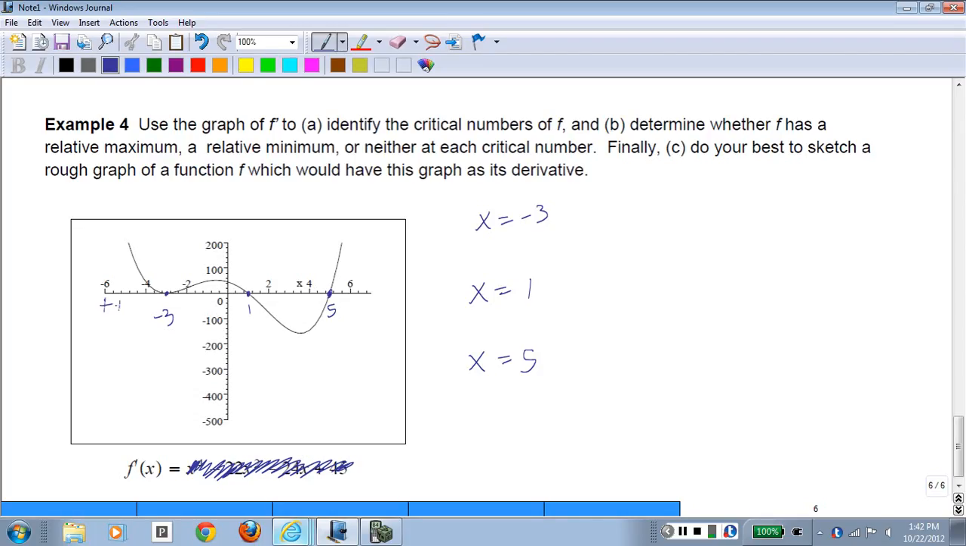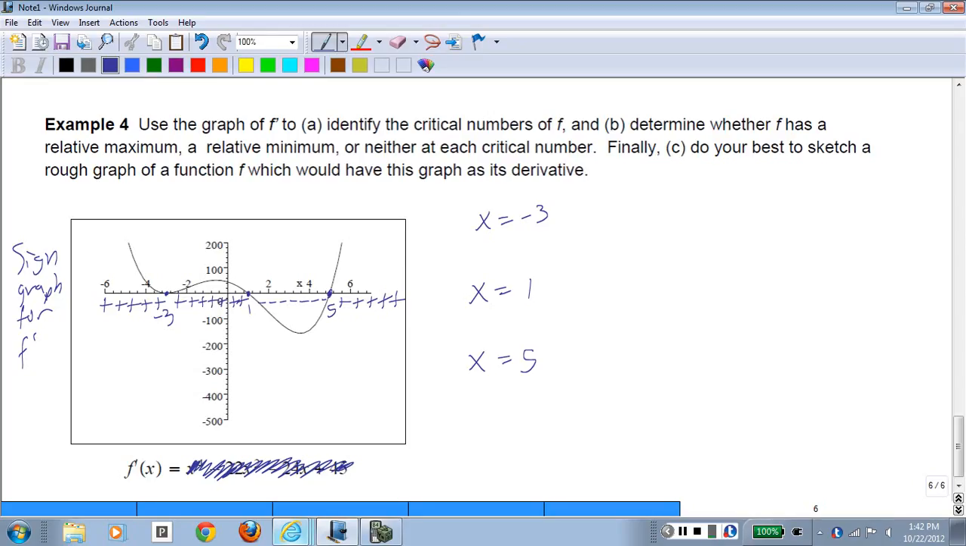Pluses here, right? If it's a sign graph for f prime, I want to write pluses where the graph is above the x-axis, because this is f prime. Pluses where the graph that we see is above the x-axis, minuses where it's below the x-axis. So pluses, but more pluses, right? And then minuses, and then pluses. So this is our sign graph for f prime. Next question. Determine whether f has a relative maximum, relative minimum, or neither at each critical number.